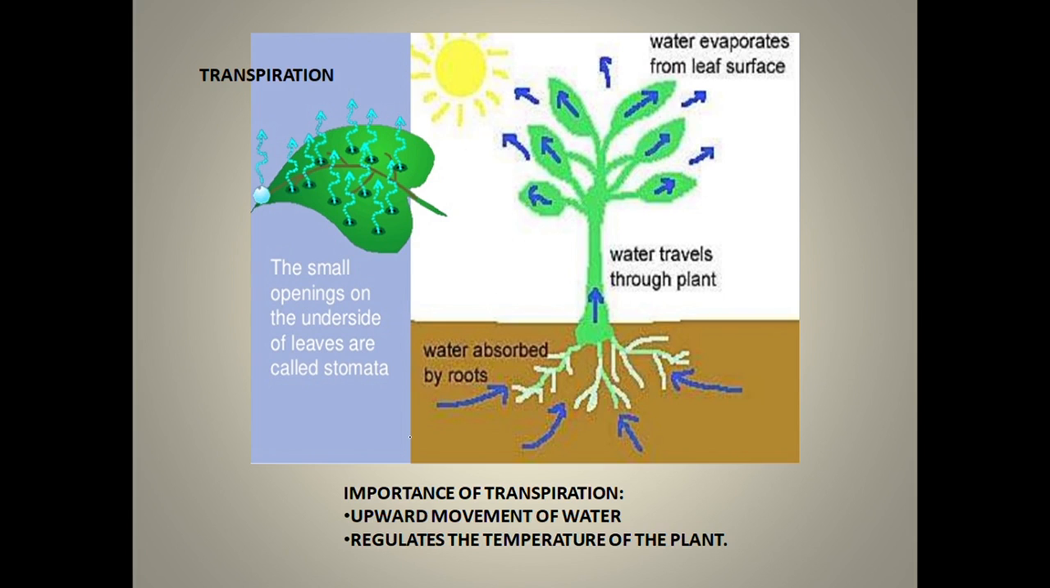Here, two or three terms that you have to keep in mind. One is diffusion. Diffusion is always the movement of particles from a region of higher concentration to a region of lower concentration. Whenever there is a concentration difference, diffusion happens. So first, the plant always absorbs water from the soil, right? Because soil has a higher water concentration compared to the roots.